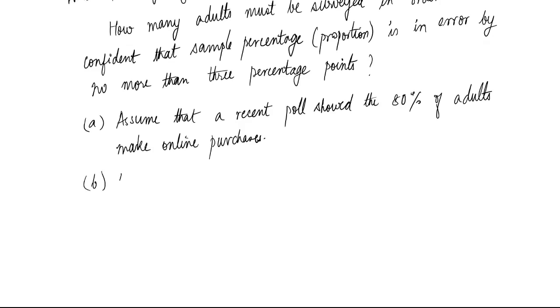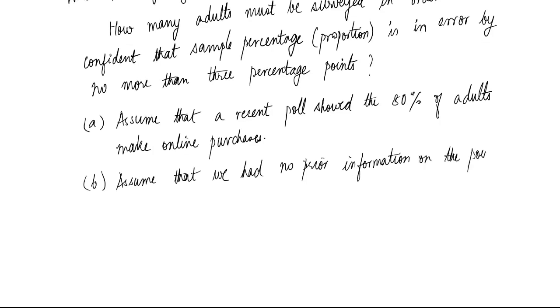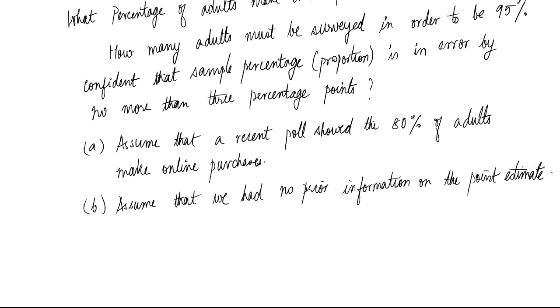Then B is that assume we had no prior information on this point estimate. So we have these two conditions. In both these cases, we're asked to find how many adults to be surveyed, right? That language, how many adults must be surveyed, means we have to find N.